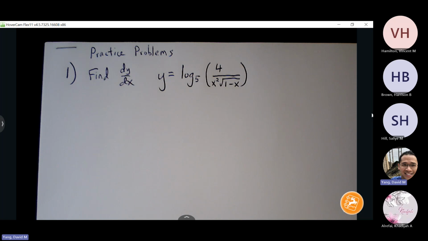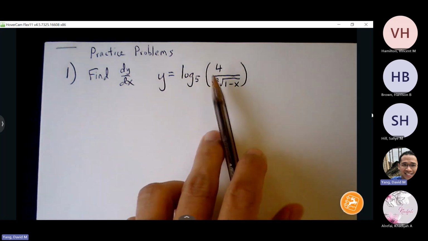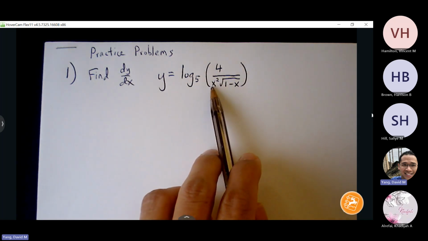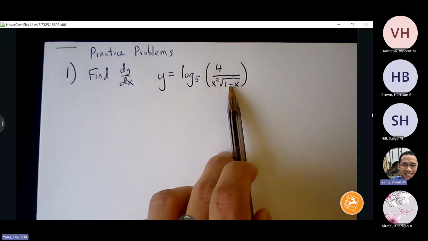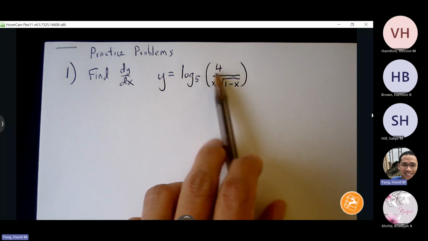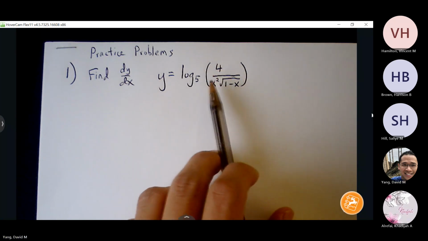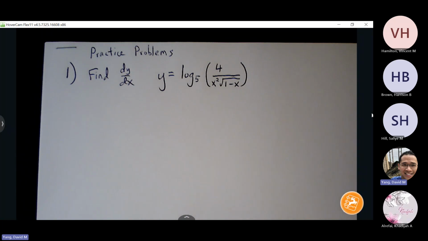Okay, so log base 5, we know that we want to expand first. So this is the same as if you were doing natural log of A over BC. This will be log of A minus log of B minus log of C, right? Anything in the numerator is part of a positive log. Anything in the denominator is part of a negative log.